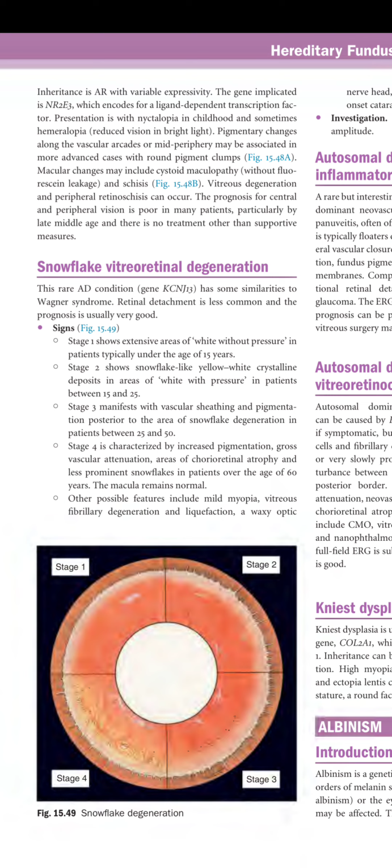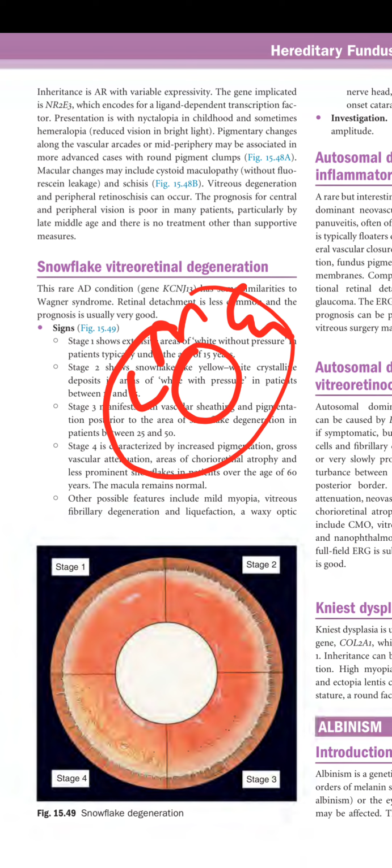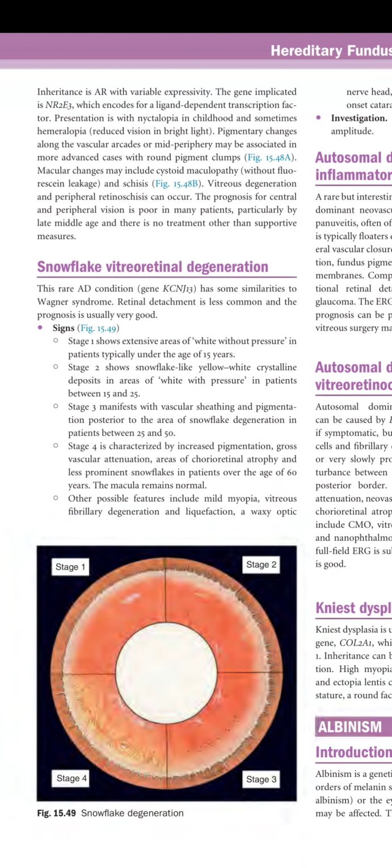Macular changes may include cystoid maculopathy without fluorescein leakage and schisis. So, the macular changes consist of the cystoid maculopathy and schisis. Vitreous degeneration and peripheral retinoschisis can occur. The prognosis for central and peripheral vision is poor in many patients, particularly by late middle age, and there is no treatment other than supportive measures.